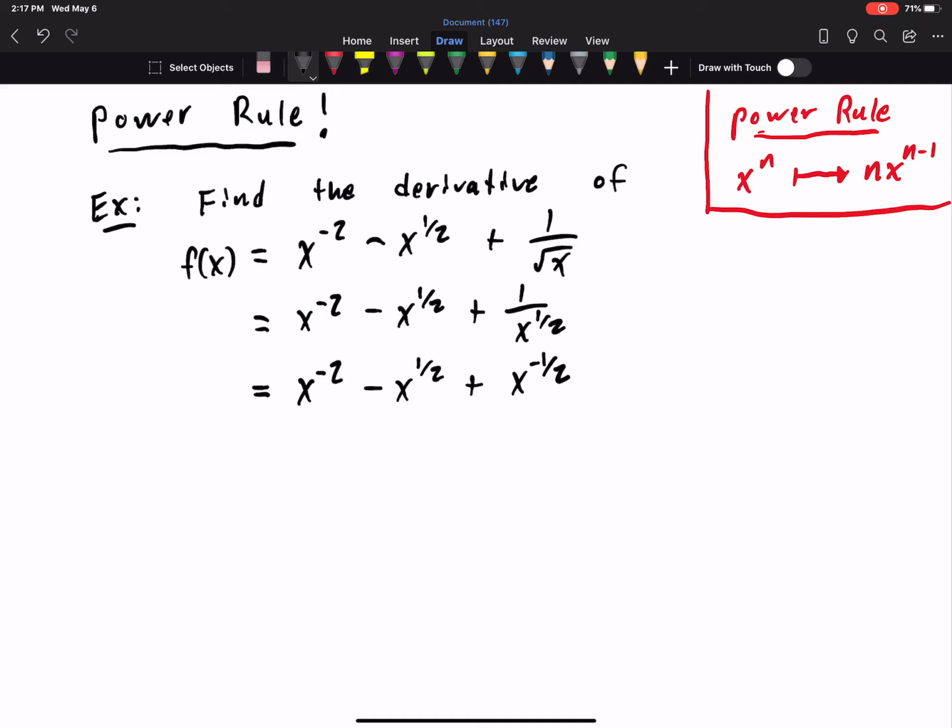Let's do that. So we have f prime of x. Then we have -2, x to the -3, just using power rule. -1/2, x to the -1/2, because you're subtracting 1 from the exponent. And then you have -1/2, x to the -3/2. So again, you got to be very careful when you're subtracting. So you have -1/2, -1. So that's -3/2.